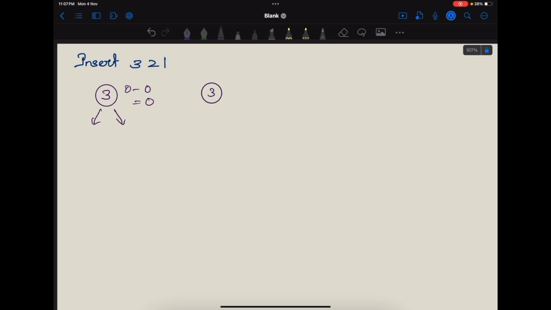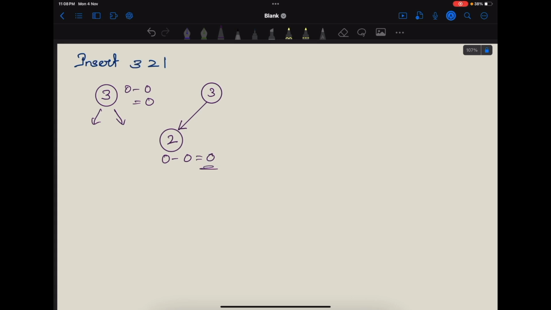While we are inserting number 2, compare with the root node. The root node is greater than the number 2. So come to the left hand side and place the value. So 2 will be inserted in the left hand side of the root node 3. Now we have to calculate the balance factor. So 0 minus 0 because there is no left and there is no right. And the conditions are satisfied.